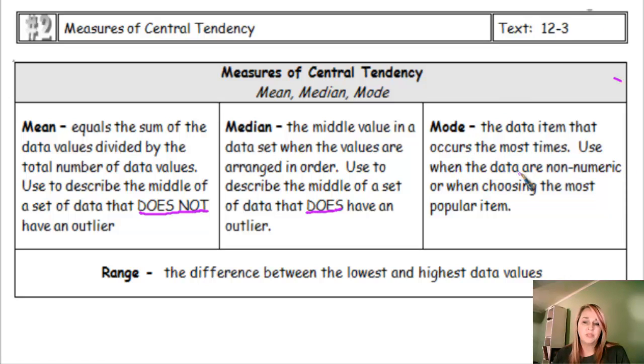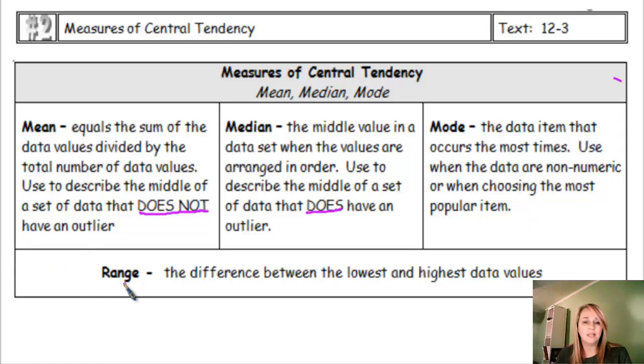The mode is the data item that occurs the most times. We use this when the data are non-numeric, meaning they are not numbers, or when choosing the most popular item. For example, if you were asking people about their favorite color, you wouldn't necessarily find the mean or median of that. You would find the color that people said the most, and that's your mode.